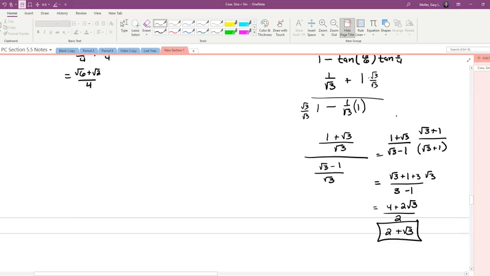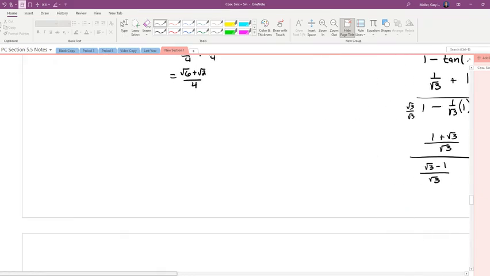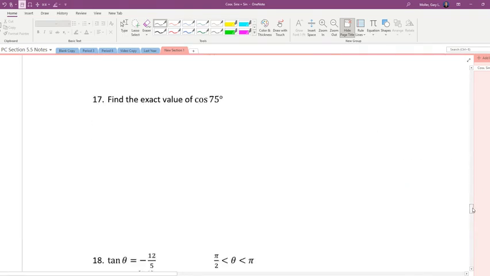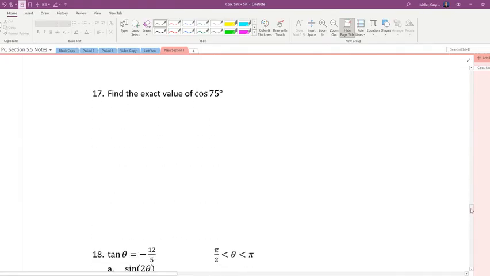Okay, there we go. All right, what else we got next? Find the exact value of cosine of 75 degrees. I'm going to skip that one. We just basically did one just like it, so I have faith you can do it.